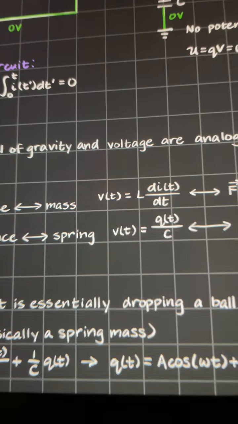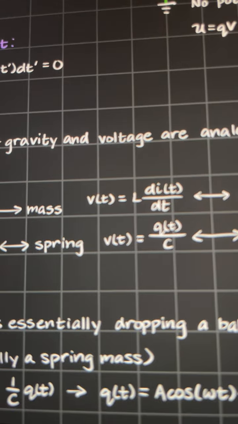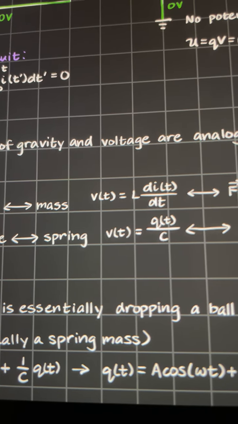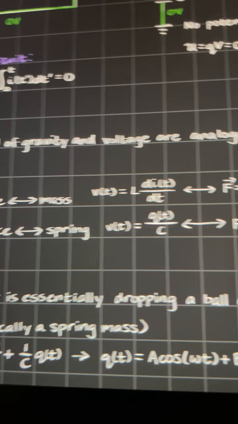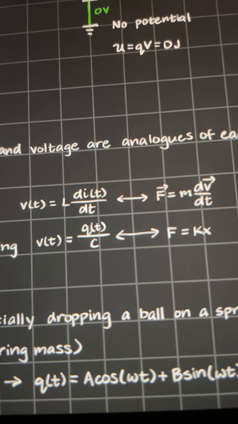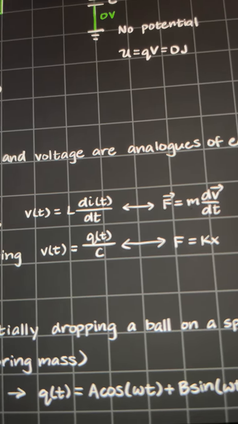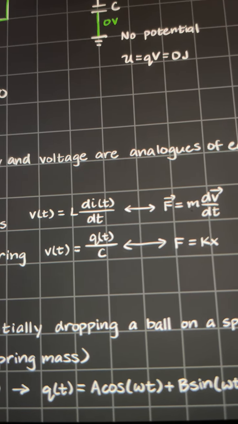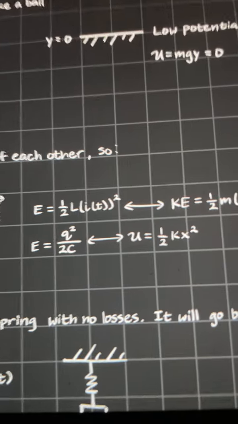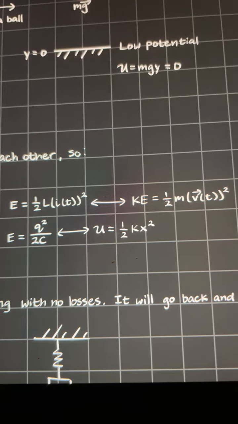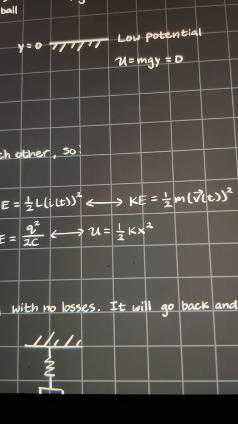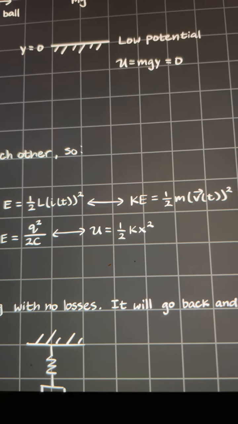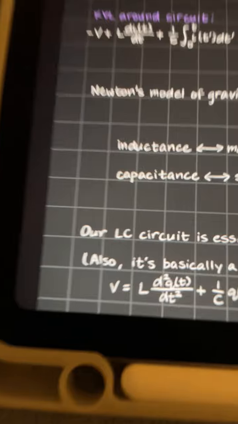Because think about it. When you have an inductor like this, it resists changes in current. It doesn't like it when current changes super quick. Just like a mass, because everything has inertia. So you can relate Newton's second law and the voltage drop across an inductor. Same thing with kinetic energy and the energy stored in an inductor. They're very similar, almost eerily similar.